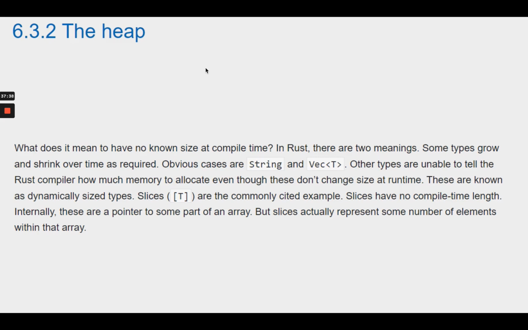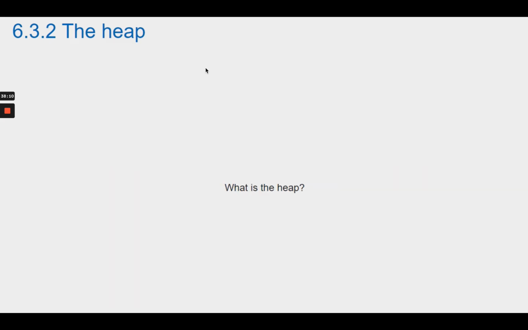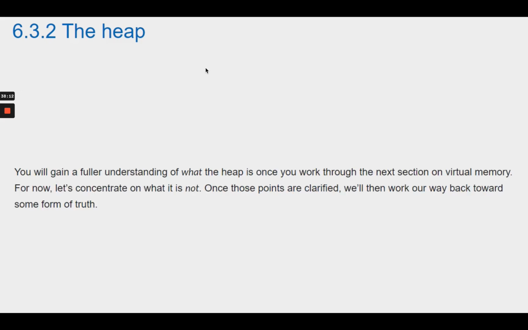Slices, T surrounded by square brackets, are the commonly cited examples. Slices have no compile time length. Internally, they are a pointer to some part of an array, but slices actually represent some number of elements within that array. Another example is a trait object, which we've not described in this book so far. Trait objects allow Rust programmers to mimic some features of dynamic languages by allowing multiple types to be wedged into the same container. What is the heap?